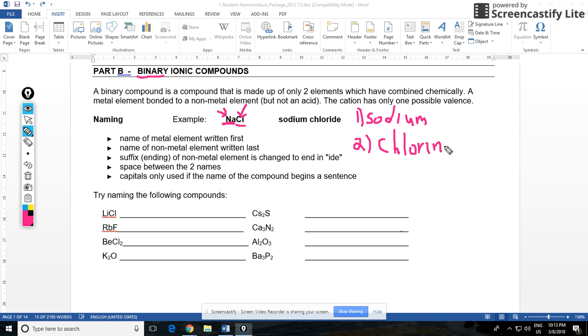But what you need to do is you have to modify its ending. The INE ending becomes IDE. So chlorine becomes chloride. Don't change the ending of the metal, only change the ending of the non-metal. And your last step really is putting them together. So you have sodium chloride.